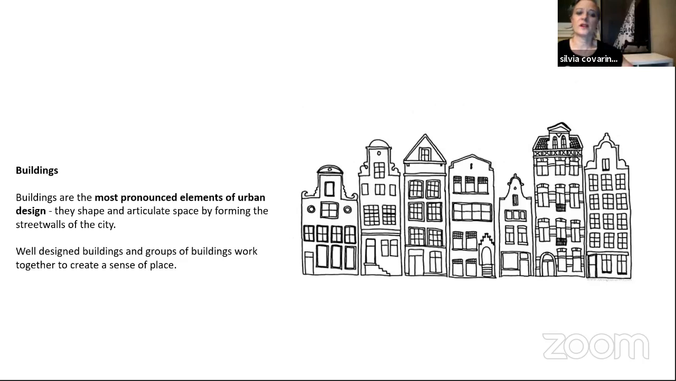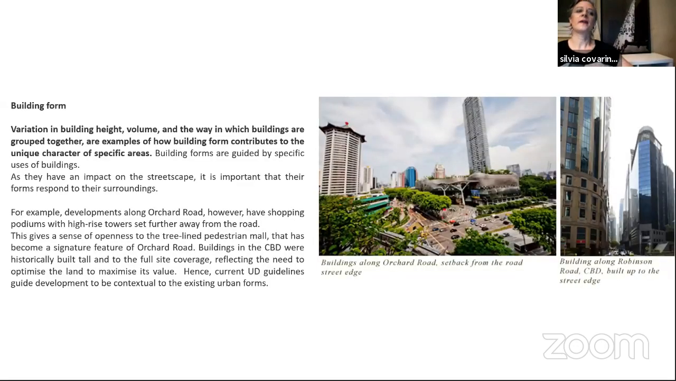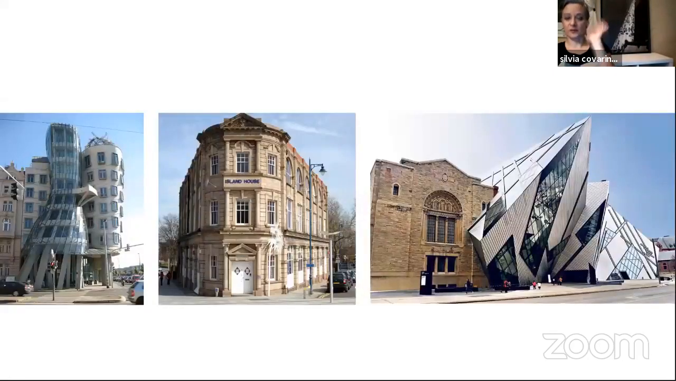Buildings, in the core of the city, are the most pronounced element of urban design. They shape and articulate the space, okay, and the building form, the variety, the style through the different layers of the city are very important. And we also have different impacts, different ways to face the street, okay, different style, different form, different material, and different scale.